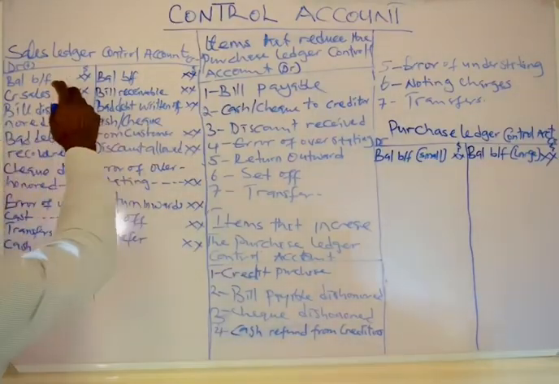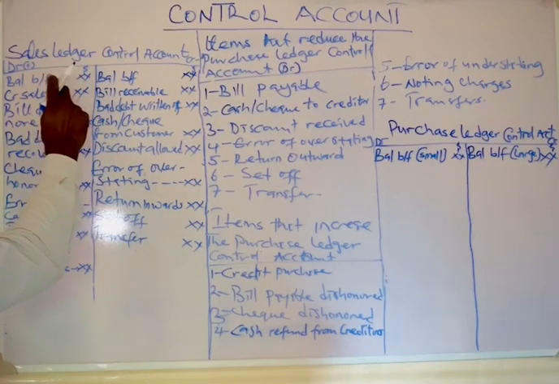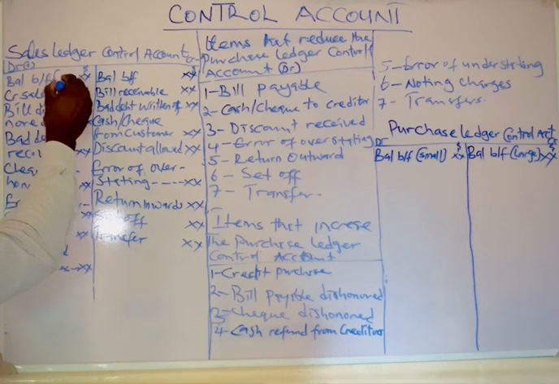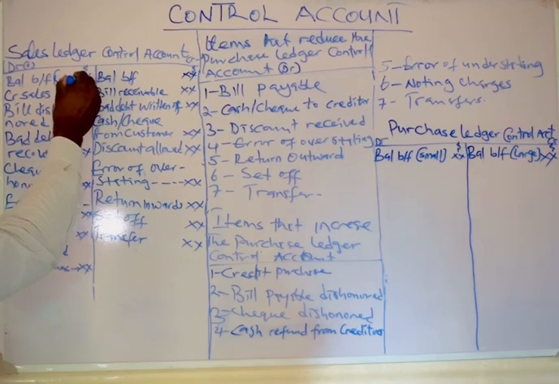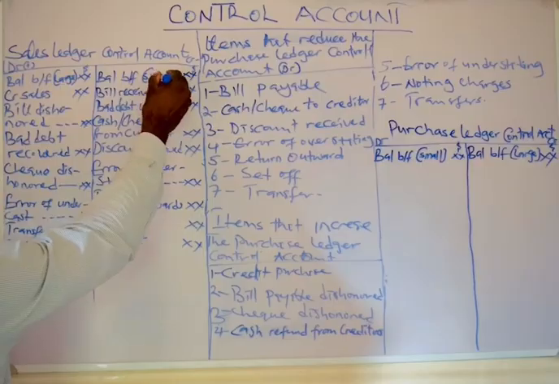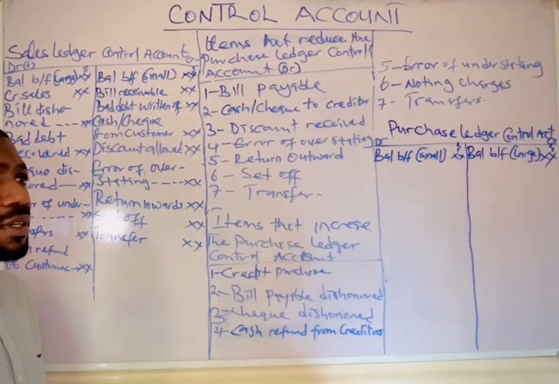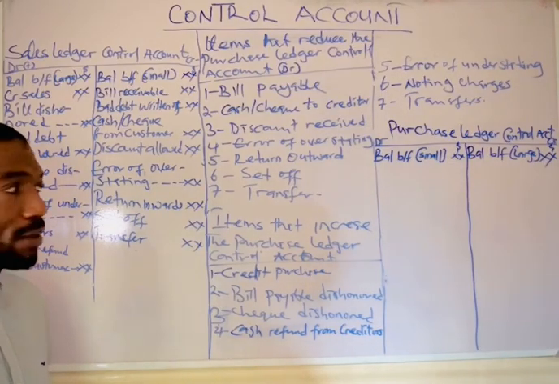It's the same as this. Since this is a debit balance, the balance here will be large, very big, and here will be small. It's the opposite. So the control account is a simple account, and the treatment is very simple.